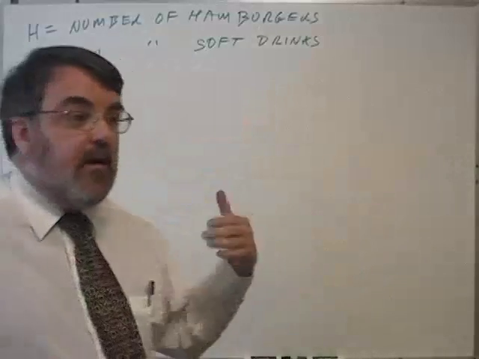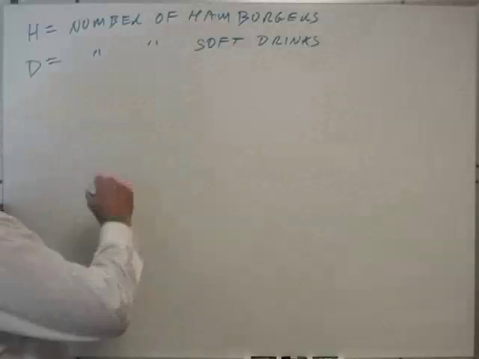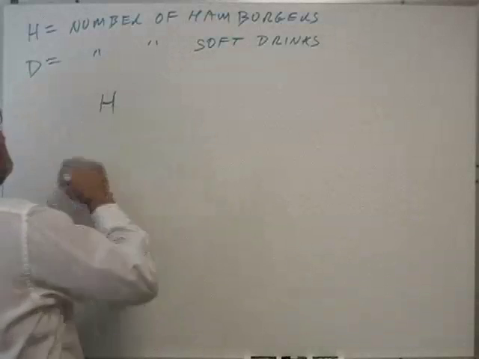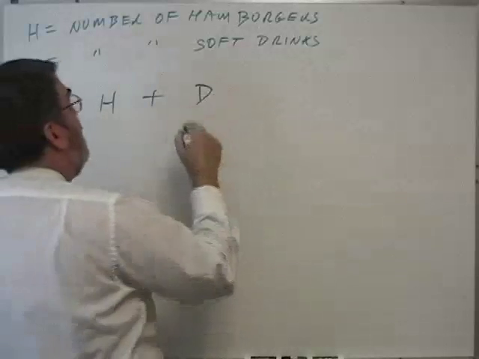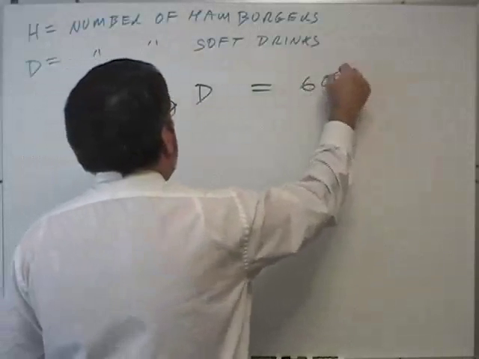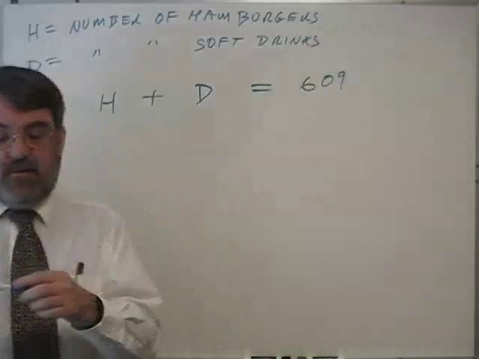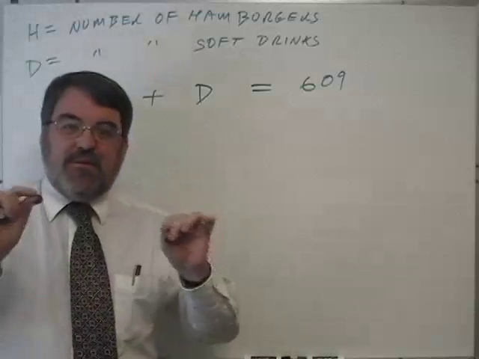And so, what are the items? The items are hamburgers and soft drinks. And so H, the number of hamburgers, plus D, the number of soft drinks, is 609 items. Okay, now it looks like we're mixing units slightly here.